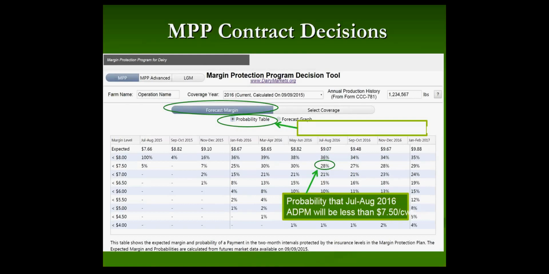There's a 21% chance that it's going to be below $7, a 15% chance below $6.50, and so on. There's a 1% chance it's going to be below $4. There's a 1% probability of that, but it can happen. It's unlikely, but it could happen. Everybody understands that risk, and all kinds of things can cause that. This is the probability that the margin in that time period is less than $7.50.